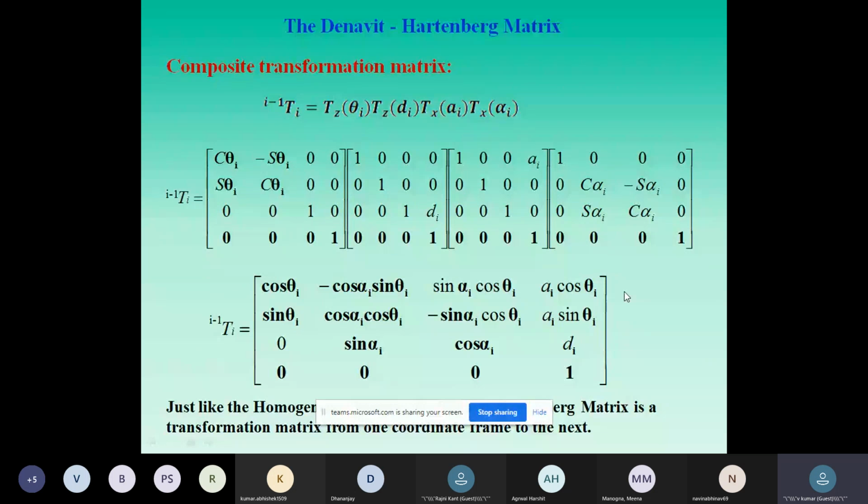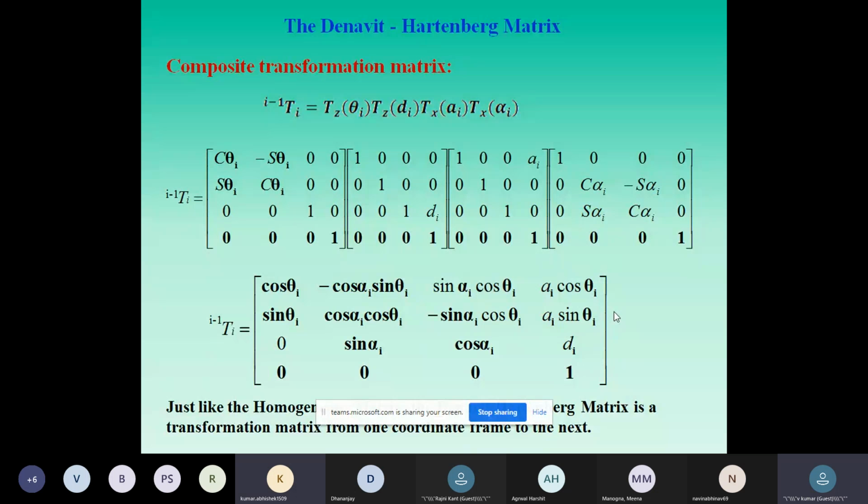And the relation between the i frame and the i minus 1 frame can be written as this matrix. This matrix is very useful because we will use it for the kinematics of the manipulator, to describe the kinematics of the manipulator, forward kinematics as well as backward kinematics, both.